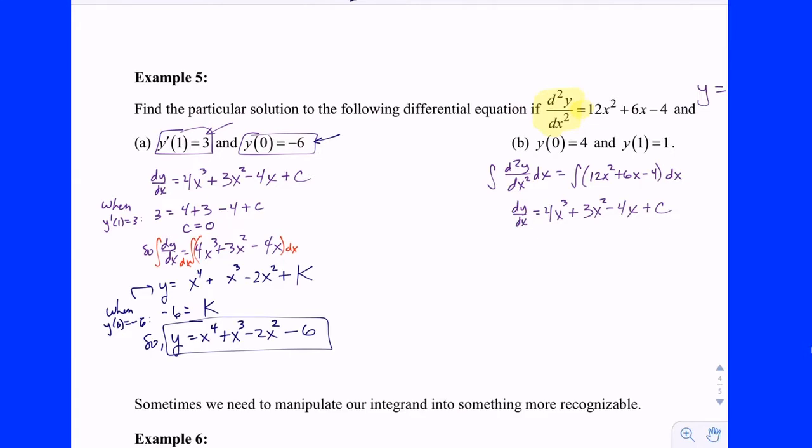Nice. Okay. That's only part A, though. Good thing. I was hoping we weren't done.